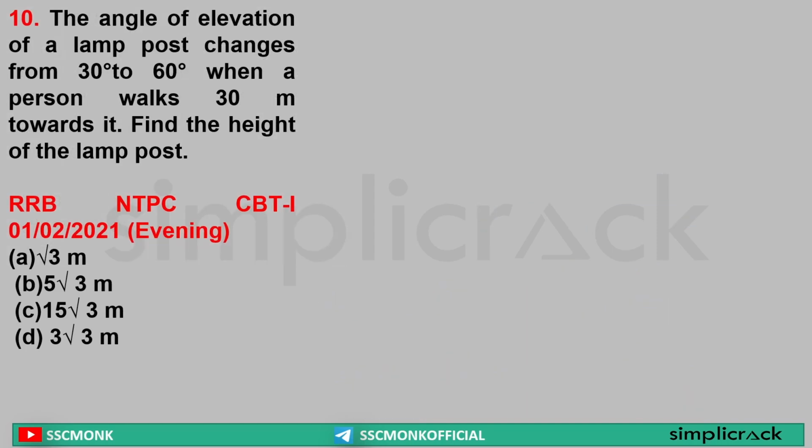Next. The angle of elevation of a lamp post changes from 30 degree to 60 degree when the person walks 30 meter towards it. Find the height of the lamp post. See, this is a lamp post. This was the first angle, that was 30 degree. Okay. So the man was over here. If this is 30 degree, what happened? This is 1. This is root 3.